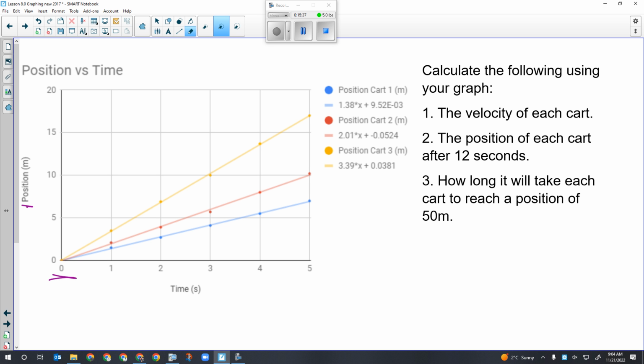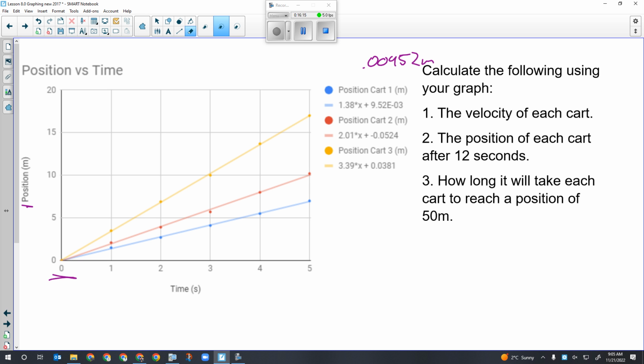So for cart 1, it's 9.52 times 10 to the minus 3, that's 0.00952 meters. For cart number 2, it's actually a negative value, negative 0.0524 meters. And for cart 3, it's 0.0381 meters. So each cart is just a little bit behind the other. They couldn't all be at the same position, or they'd be right on top of each other. Everyone follow me on that? So I know the initial position. I could calculate the final position. I could calculate the displacement.